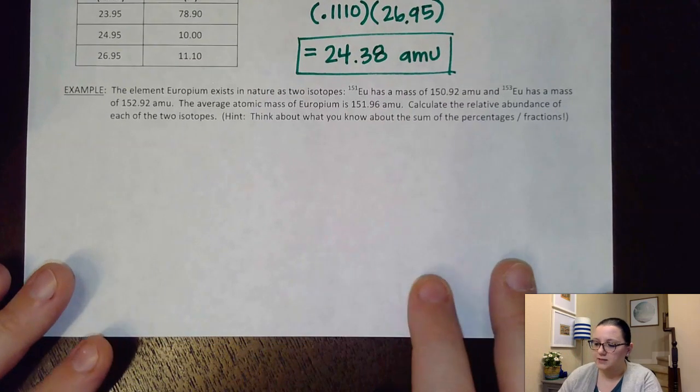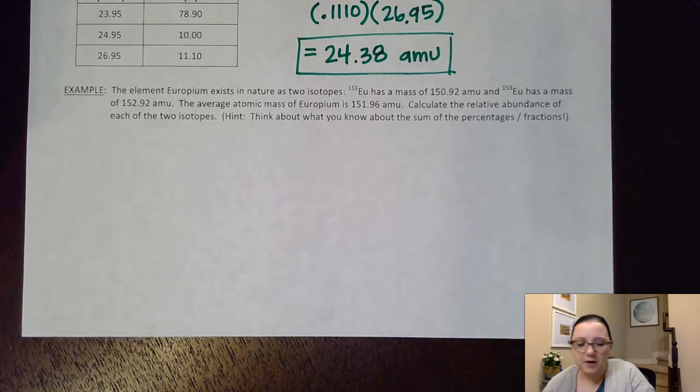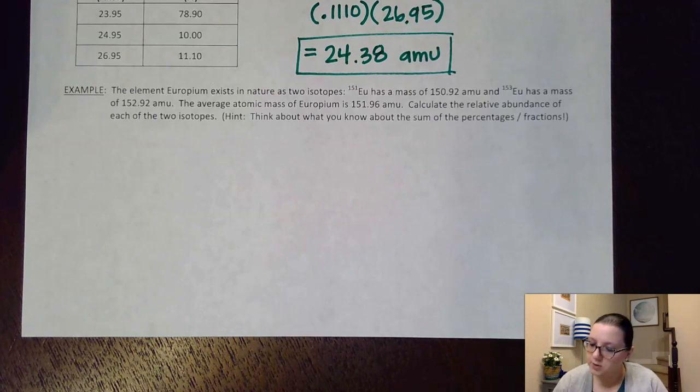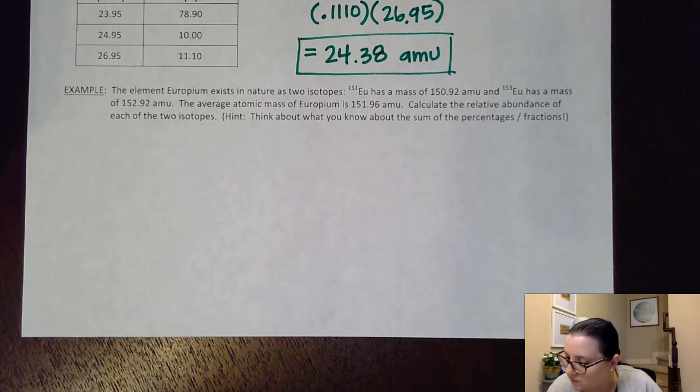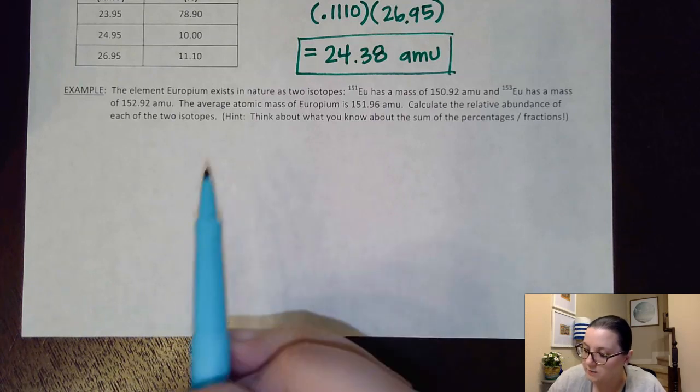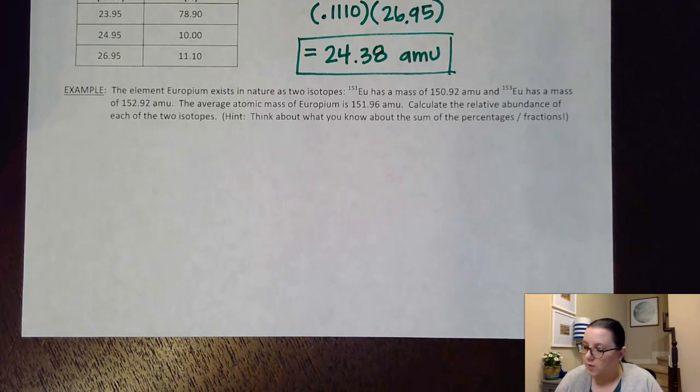All right, last but not least here, we have kind of a trickier problem because this one I'm actually trying to determine the percentages. It says the element europium exists in nature as 2 isotopes. 151 europium has a mass of 150.92 and 153 has a mass of 152.92. And then it gives us our average atomic mass. Calculate the relative abundance of each of these 2 isotopes.